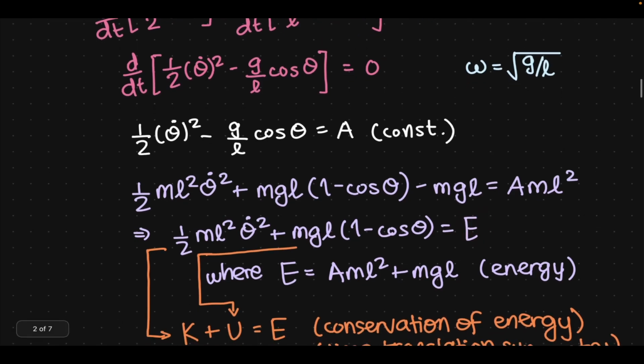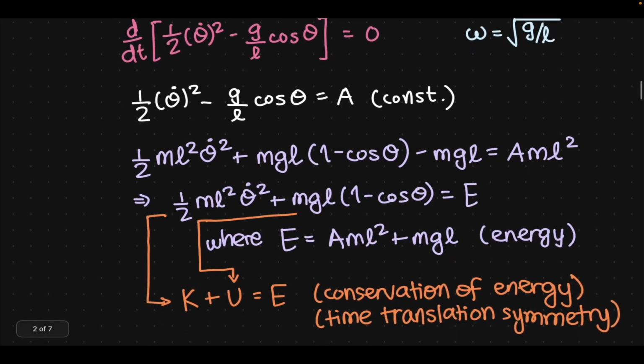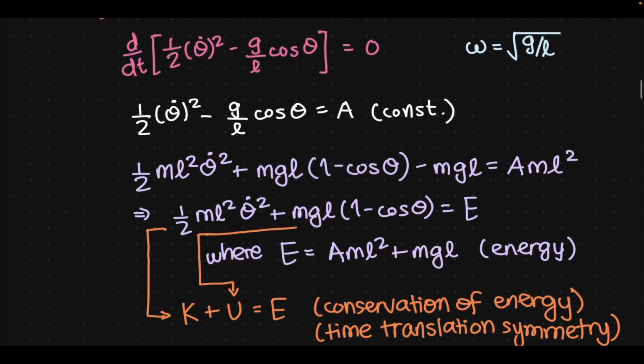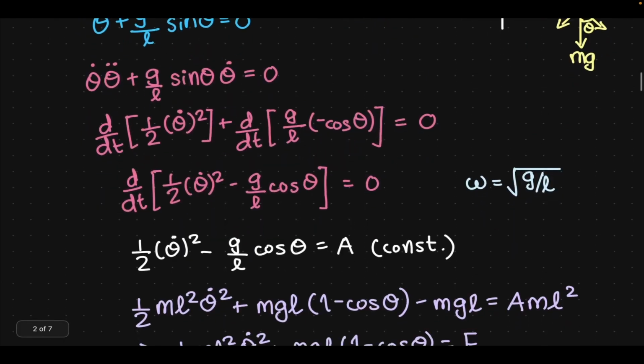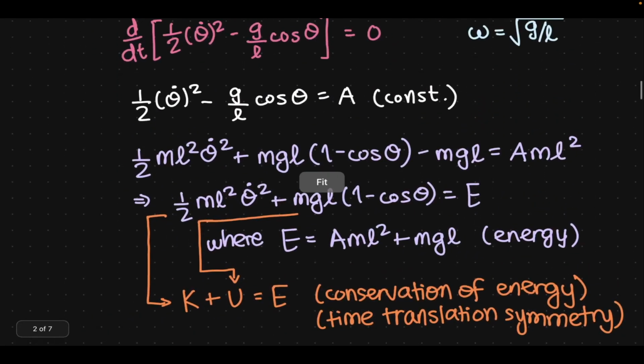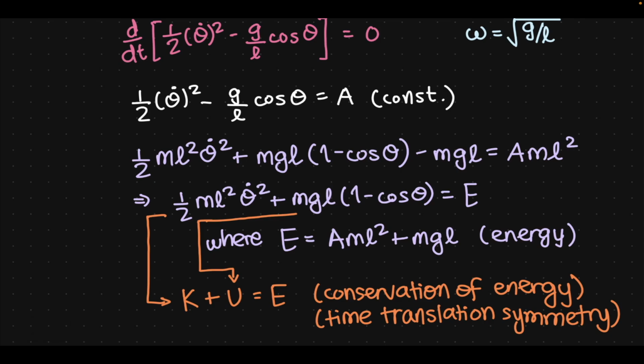where E is a ml squared plus mgl, which is basically a constant in this system because a is a constant, we know that. ml squared, mgl, all of these are constants. The mass of the system remains the same. The length of the string is also the same. Otherwise we would get a nonlinear differential equation. I mean, we do have a nonlinear one right now. It's just this one would be way harder to deal with. And that's not the purpose of this video. That's for parametric kinds of differential equations.